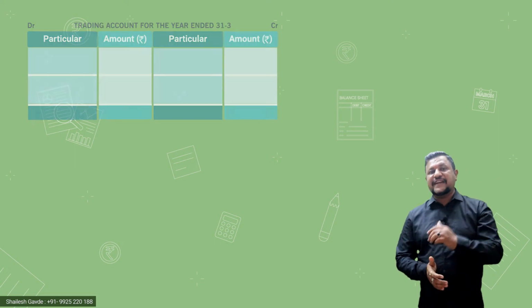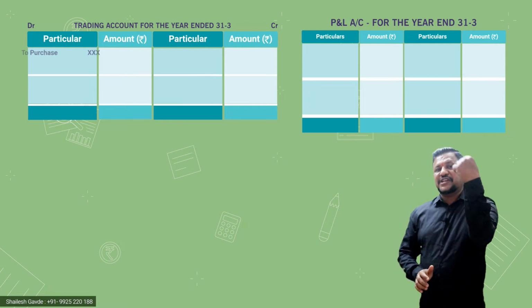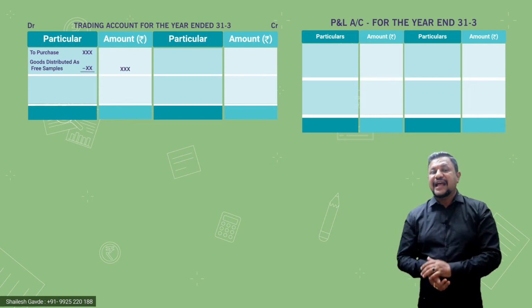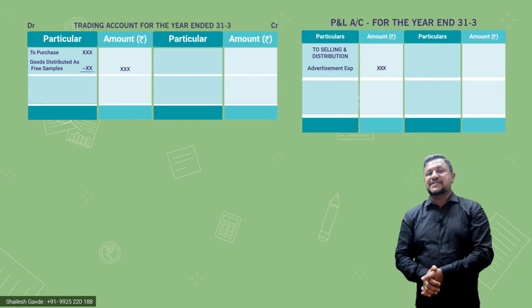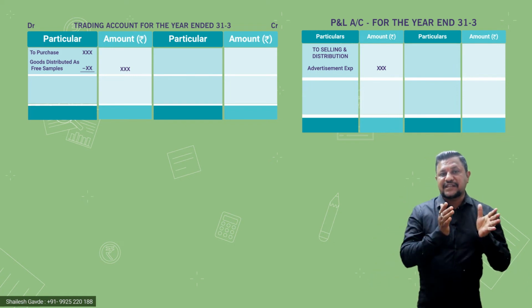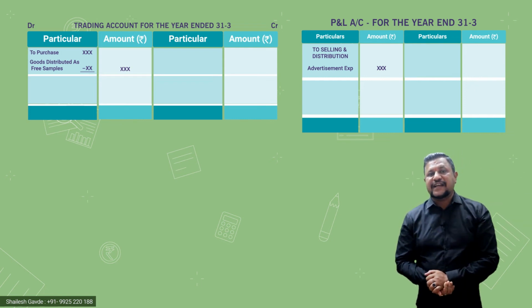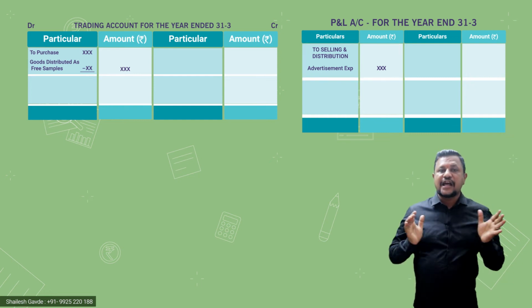Now if we understand the effects in financial statements, let us take trading account, let us take profit and loss account. The first effect is we deduct from purchases goods distributed as free samples, and the second effect we show as an advertisement expense or sample expenses in profit and loss account debit side. So two effects of these adjustments will be, first effect deduct from purchases in trading account, and the second is you show as advertisement expense or sample expense in profit and loss account.